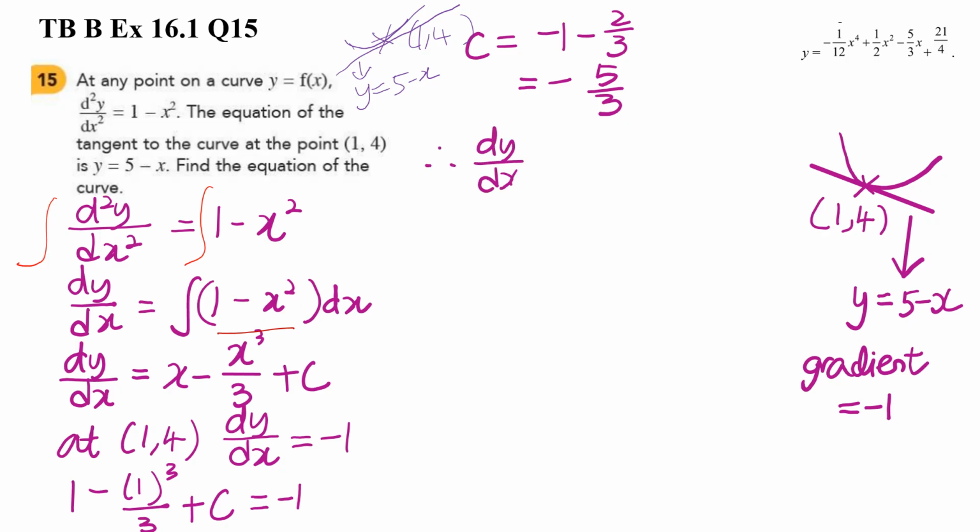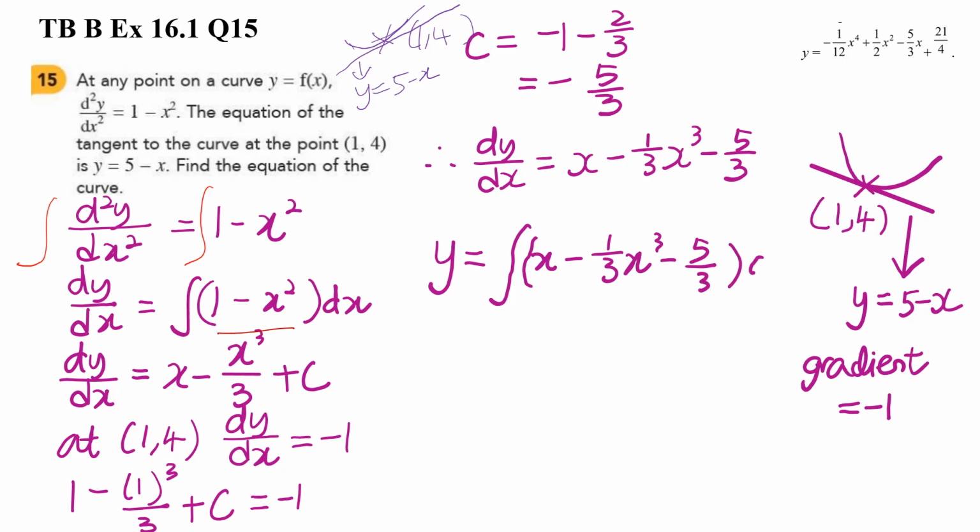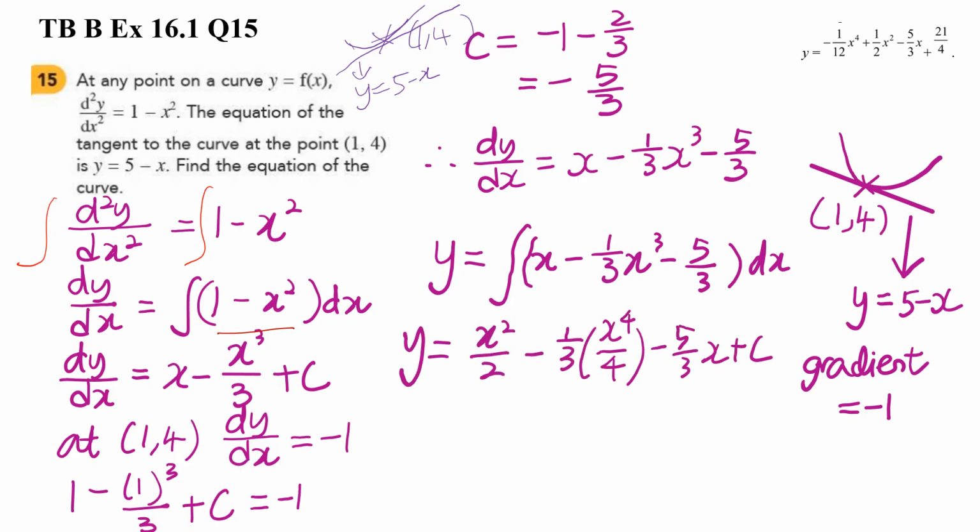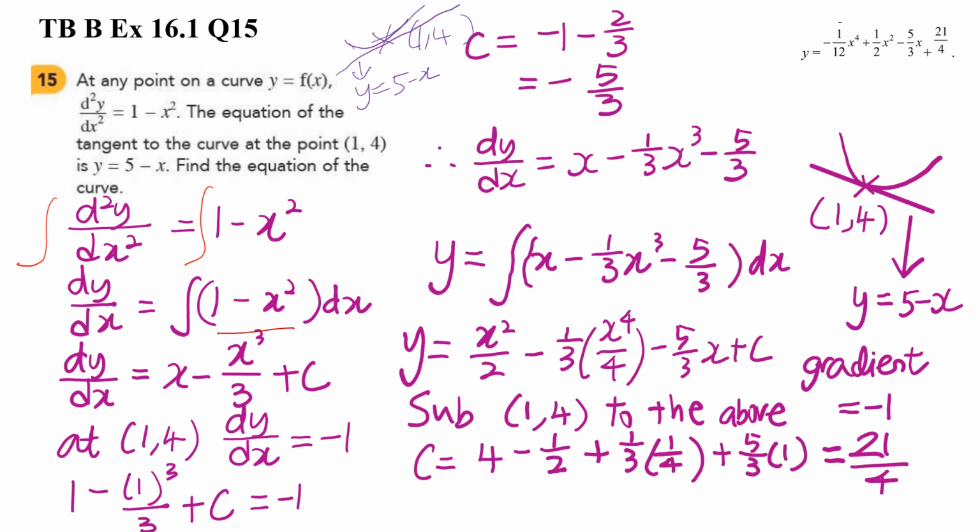So your dy dx, your gradient function, is x minus 1/3 x cubed minus 5/3. But we need to find the equation of a curve, which is y equals to something. So I need to integrate it again. When I integrate my dy dx, I'll get y. And of course, integrate left also must integrate right, right? End up with another constant. So how do we find the constant? Yes, you basically just substitute the point (1,4) inside to find your c, and then that is your equation.